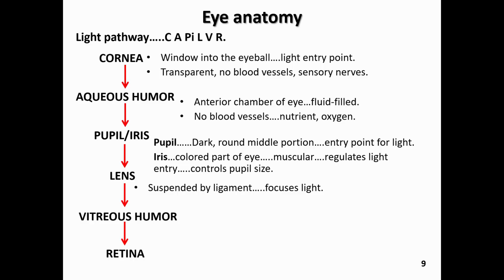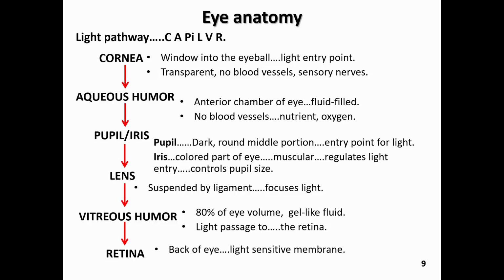From through the lens, we have light that continues to move through the vitreous humor, which is a gel-like fluid that makes up about 80% of the eye volume. And light will pass through the vitreous humor and will eventually land at the retina.